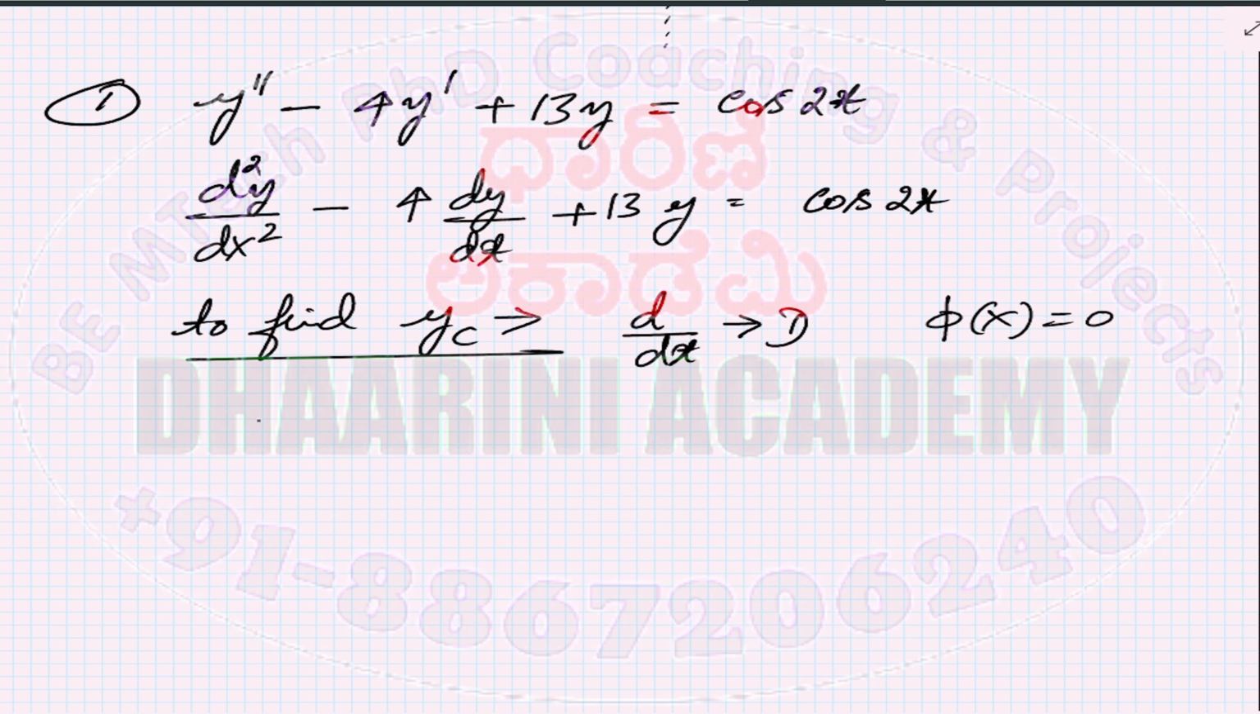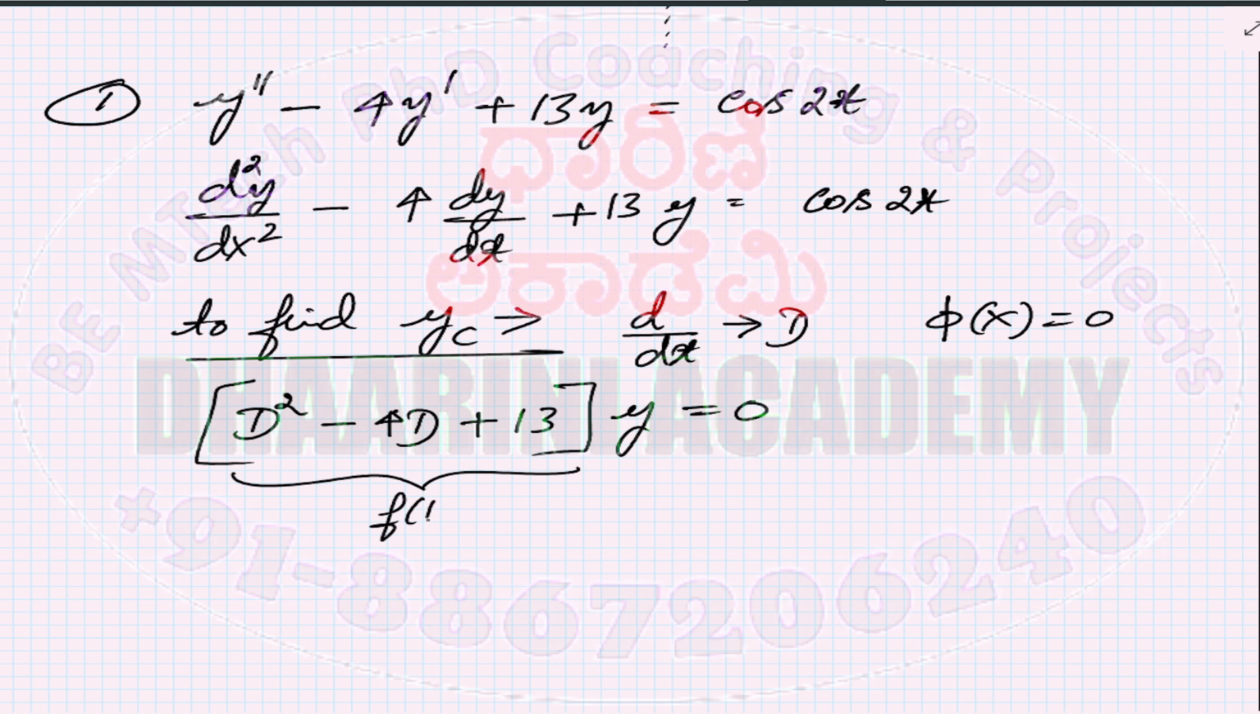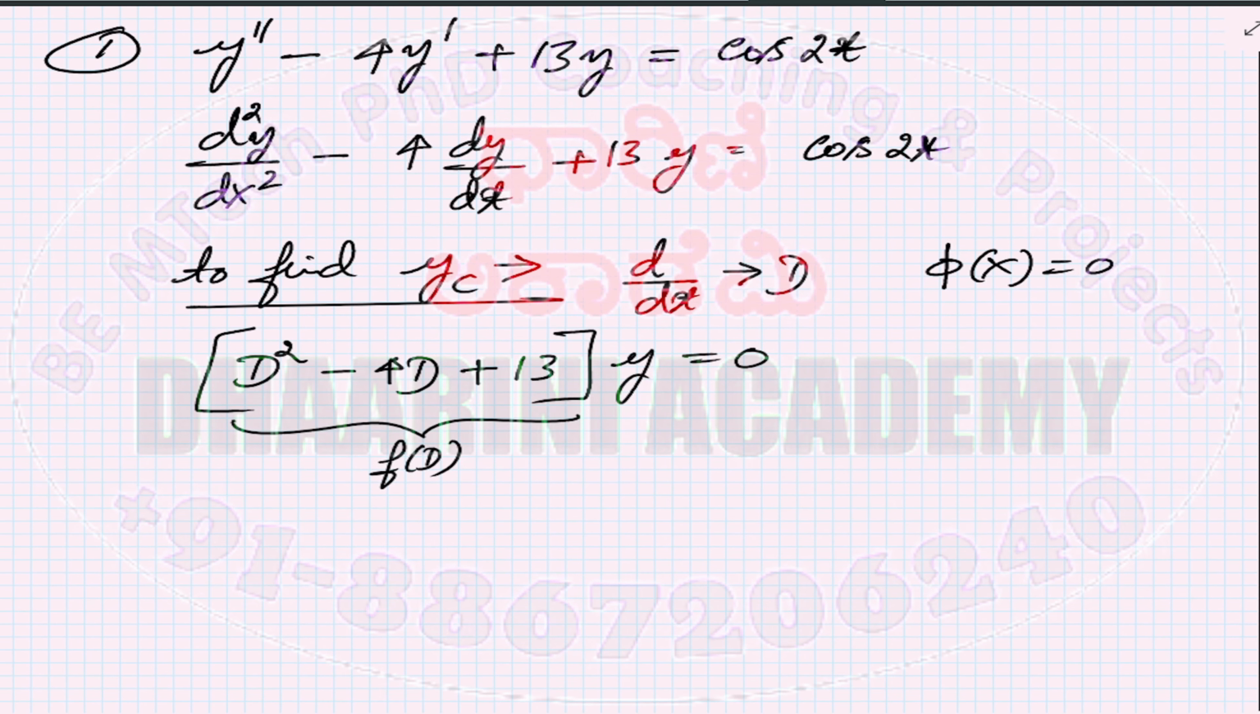So after doing that, I'm going to get d square minus 4 into d plus 13. Remember that I have to take a y outside. I can skip one step and I can save some time. This is equal to 0. So this part is my f of d. Okay, so this means I have to equate this to 0, but since it is an operator, I cannot do that. I have to write an auxiliary equation.